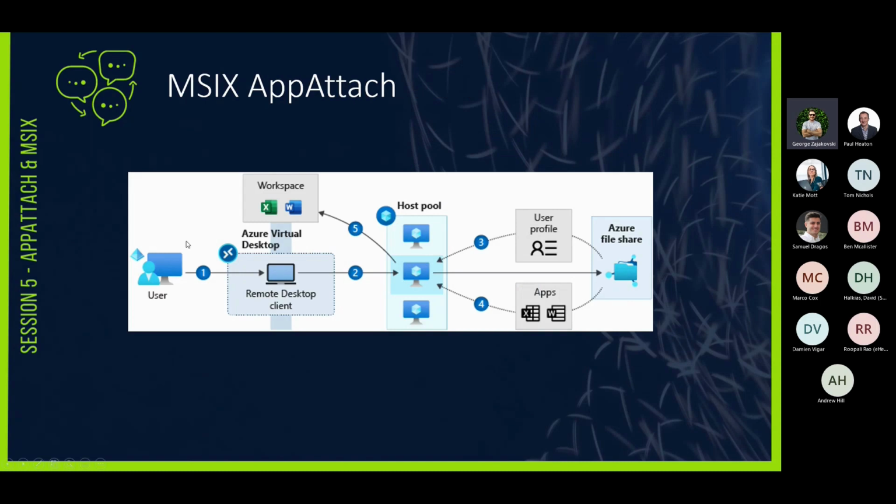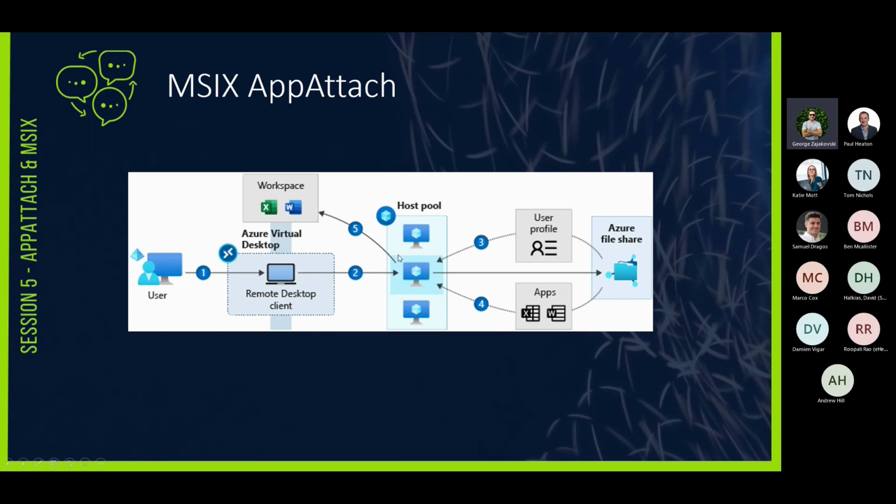Here's a quick little workflow of how it actually works. Over on the left-hand side, we've got the user. The user logs into the remote desktop client. From there, as you log into the host pool, over on the right you've got your user profiles stored on an Azure file share, and you've also got your MSIX packages stored on a file share. The user profile will mount using FSLogix, and the apps will mount using native OS functionality and a bit of magic in the background with the Azure Virtual Desktop service to attach the applications to the OS itself.